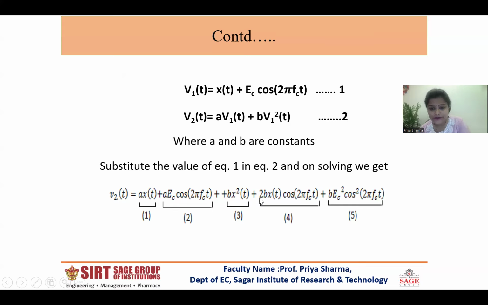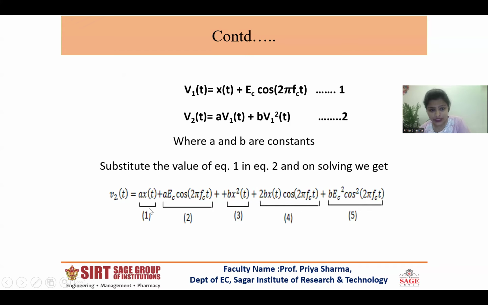Next is 2b x(t) Ec cos 2 pi fc t. Here Ec is also there, and this is the AM wave with only sidebands, and the last term is the squared carrier only. Out of these terms, only the second and the fourth are useful, whereas the first, third, and fifth are not useful. Why do these useful and non-useful terms come here?